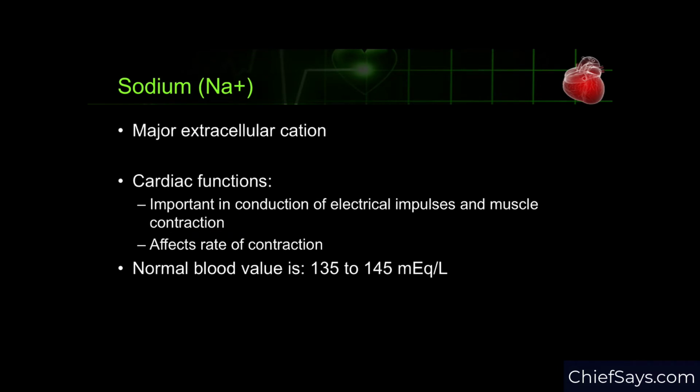Sodium, which we've discussed multiple times throughout previous lectures, including those on the depolarization of neurons, is a major extracellular cation. So where potassium was our major intracellular cation, sodium should exist outside of the cell. Because it exists outside of the cell, it has a pretty high blood concentration compared to the other electrolytes. It should be in a concentration in blood chemistry of 135 to 145 milliequivalents per liter. Sodium plays a role in the depolarization phase of electrical impulses. As it did in the neuron, it does in skeletal and cardiac muscle. So it's important for the conduction of electrical impulses and muscle contraction, and it impacts the rate of contraction as well.